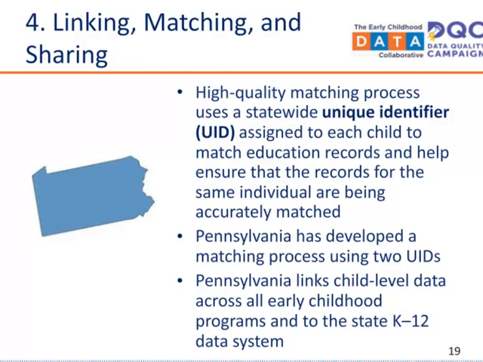Our example here is Pennsylvania. Pennsylvania has developed a matching process using unique identifiers. A high-quality matching process uses statewide unique identifiers assigned to each child to match education records and help ensure that the records for the same individual are being accurately matched. Pennsylvania is one of the only states that is able to link child-level data across all early childhood programs and to the state K-12 data system.